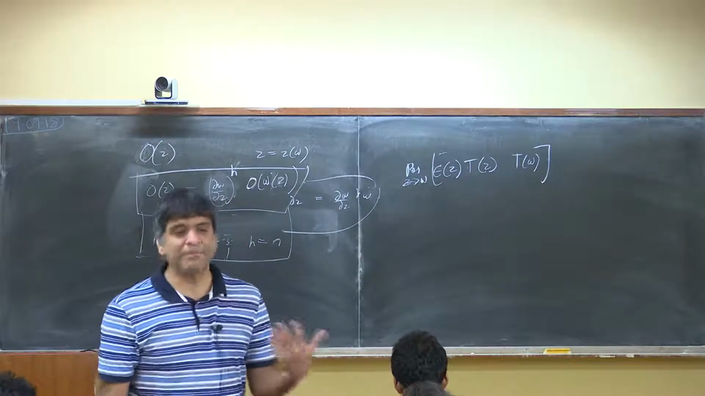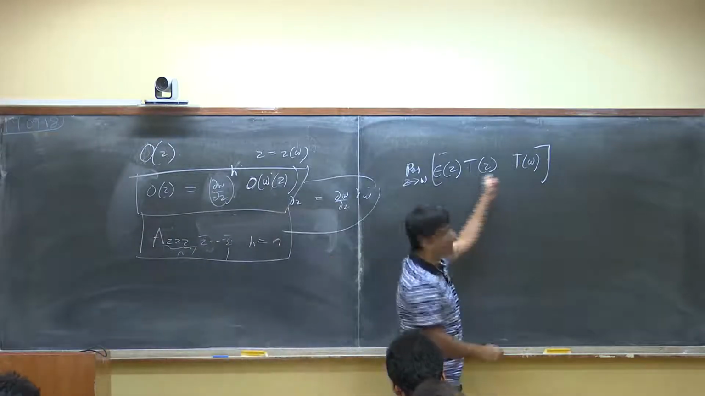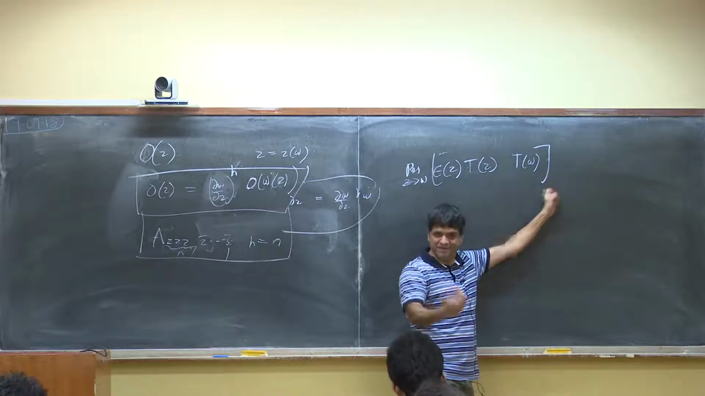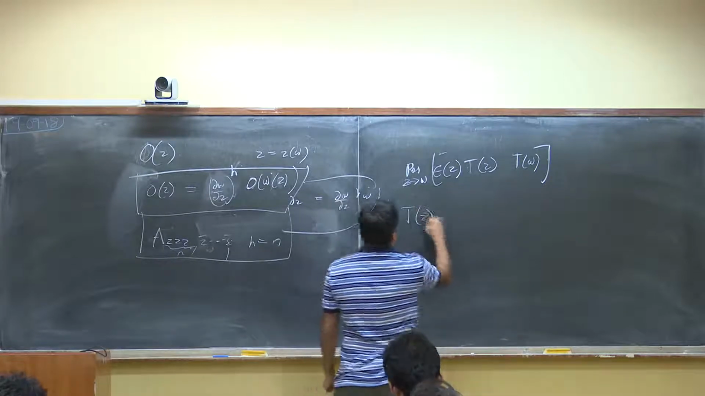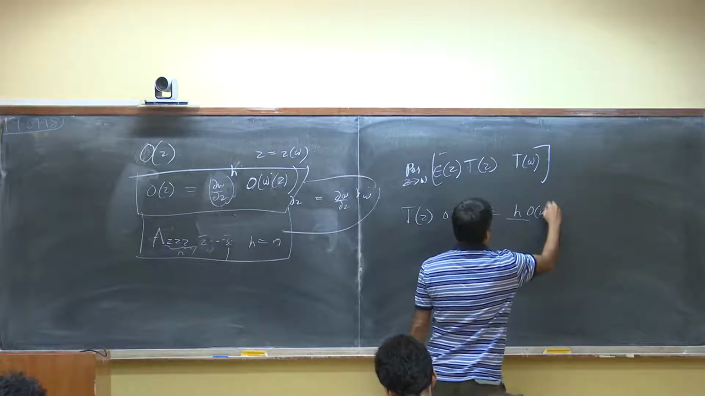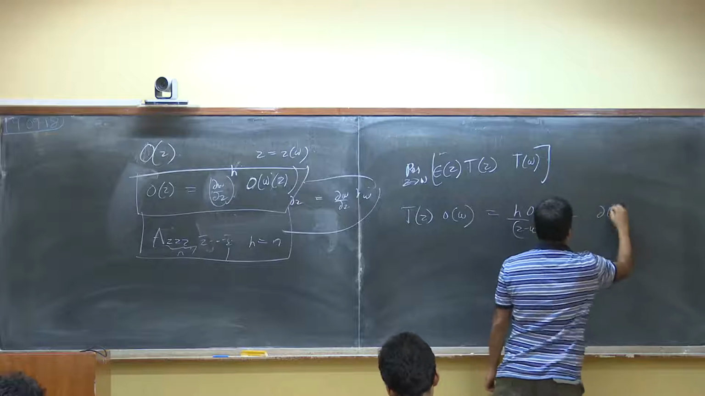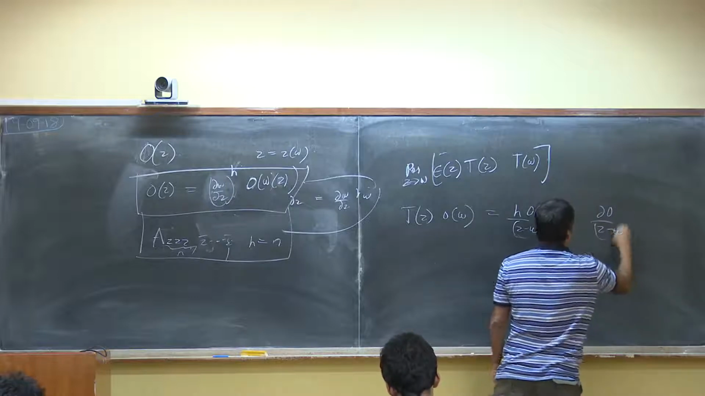Now, had T been primary, you remember how T acted on another primary? You remember that T of z O of w was equal to h O of w over (z minus w) squared, plus del O over z minus w, plus non-singular terms.